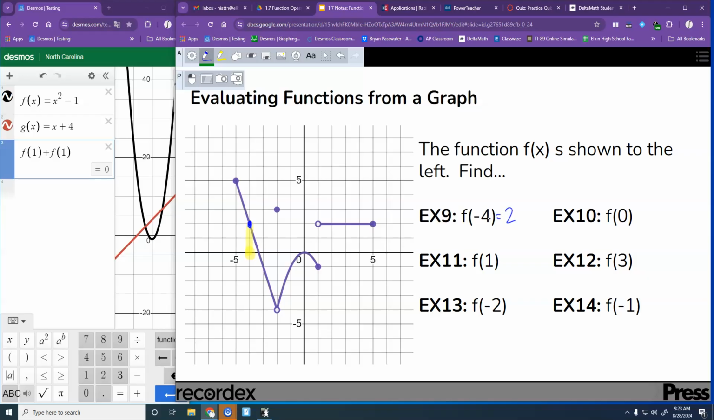Okay? Josiah, for number 10, f of 0, what would that be? It is 0. Very good. That's just on this point right here. The y-coordinate and the x-coordinate are both 0 right there. Let's see. Jeremy, what about f of 1?